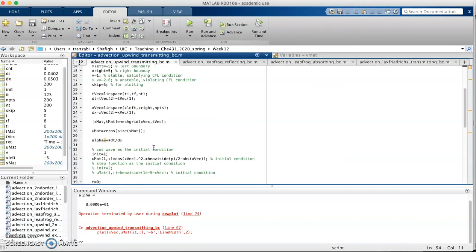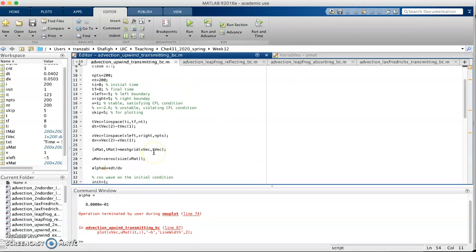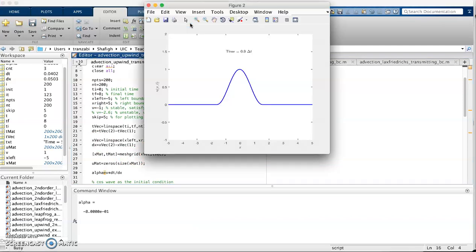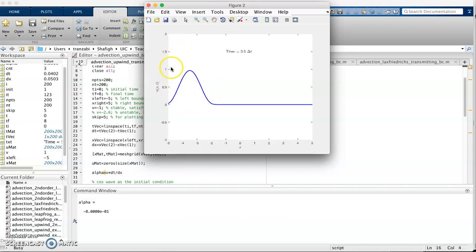So if I go back here, I can change the direction of the velocity to -1. It should work. Now my wave is going from right to left, and when it hits the boundary, you see it completely gets into the boundary and nothing gets reflected, so it basically goes through it. You can think of this like a sponge, where everything goes through and gets completely into the boundary. So that is transmitting boundary conditions using upwind.